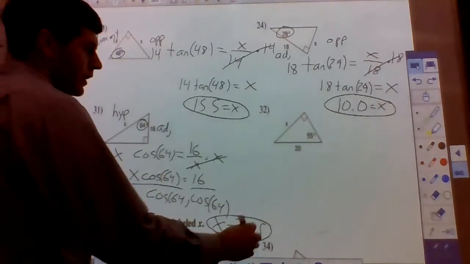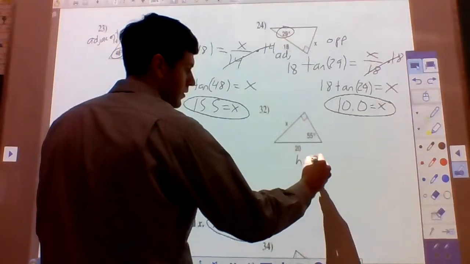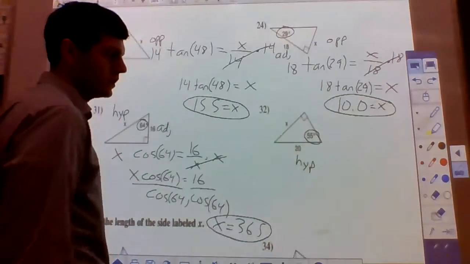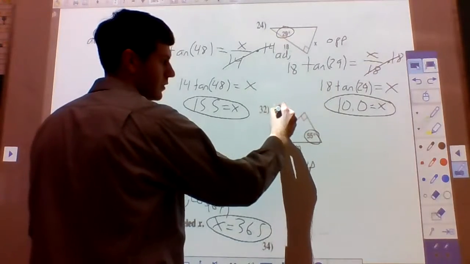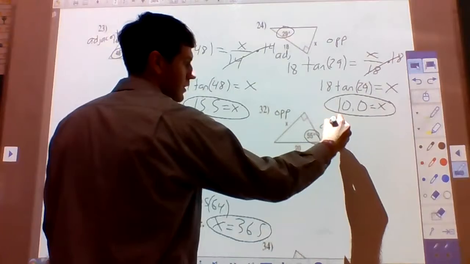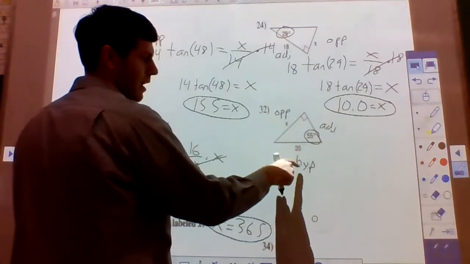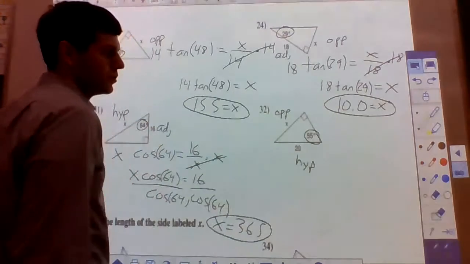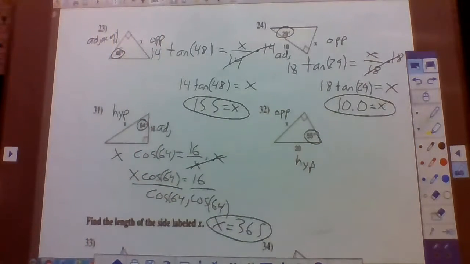32. Across from the right angle is the hypotenuse. We're looking at angle 55 degrees. Across from that angle is the opposite side. Right next to it is the adjacent side. So we have information on opposite and hypotenuse. If we have opposite and hypotenuse, we want to use sine. Sine is opposite over hypotenuse.